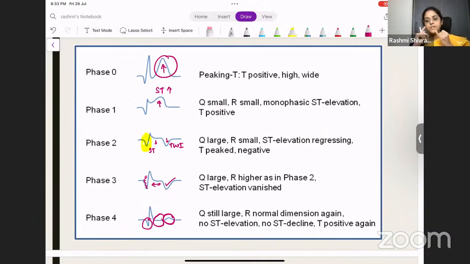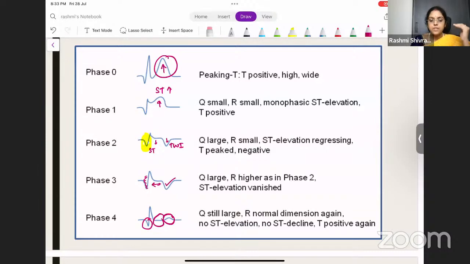In the first phase, what happens? There's a peaked positive T wave. T wave is high and wide. In the second phase, there's ST segment elevation. The third phase, what happens? ST segment comes back to normal. T wave inversion happens, and there is also a Q wave beginning to occur.